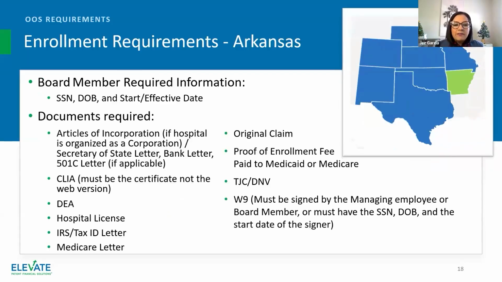All right, so we then have Arkansas. So Arkansas, the only thing that's going to be a little bit different outside of your social and date of birth is when is the effective date they became board of directors. So the application is going to require that information. And then again, you can see all of the different information that you need. Arkansas in particular does require also the physicians to be enrolled. So again, it's going to be dependent on that.